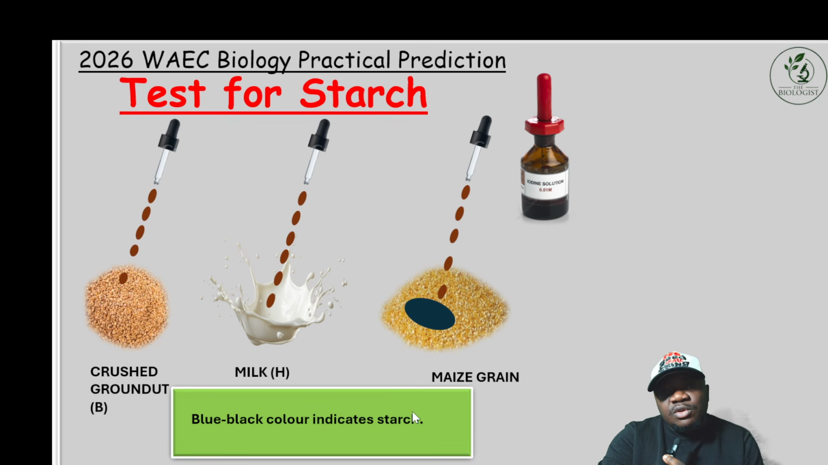So this is one thing you need to understand. This is a very straightforward experiment. Sometimes you don't actually need to carry out the experiments, you just need to know straight away that maize grain contains starch, and when you add iodine solution to it, it's going to give you a bluish black coloration. So that is one.